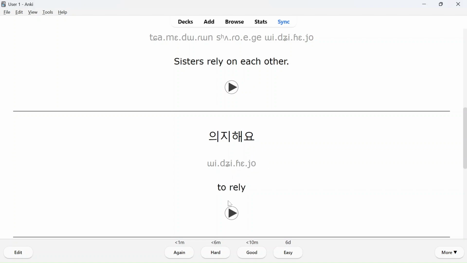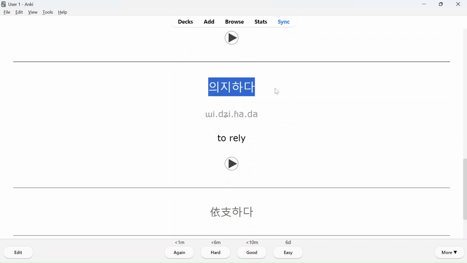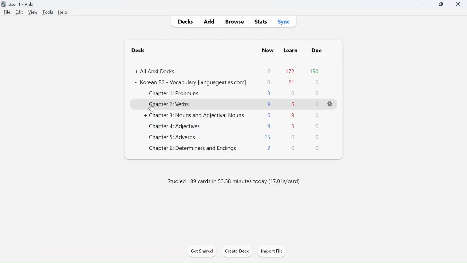Sorry, over here the yo and audio. 의지해요. We have the dictionary form. We have the IPA notation, English translation, and notice the da ending. 의지하다. And finally, we have the hanja. So that is what I wanted to show you for the course structure.